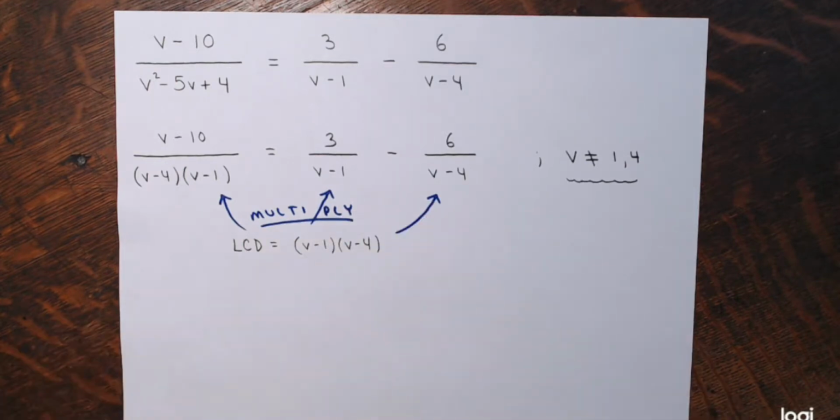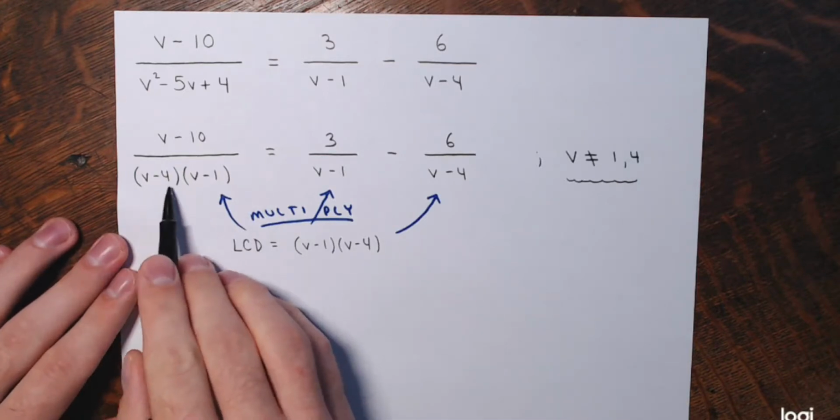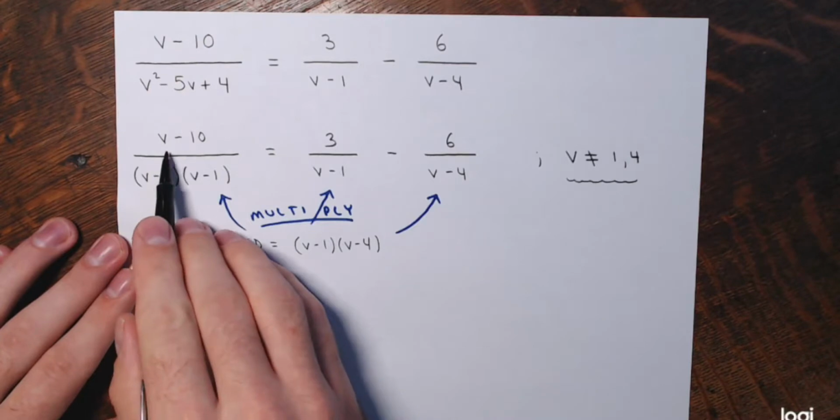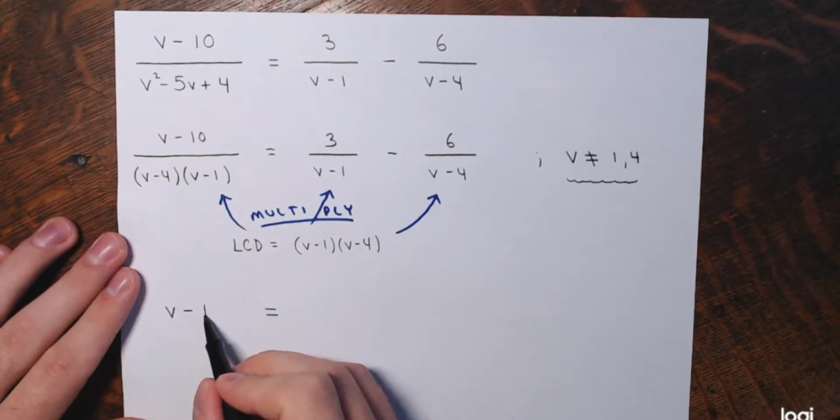All right, and that should do some canceling, right? Get rid of the denominators. Now the left side's nice because both will cancel, v minus 4 and v minus 1. So I'm left with the numerator v minus 10 on the left side.